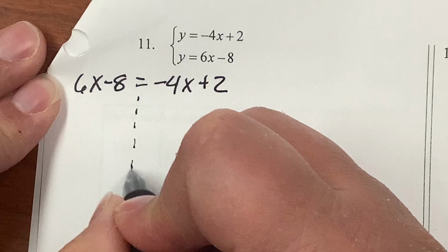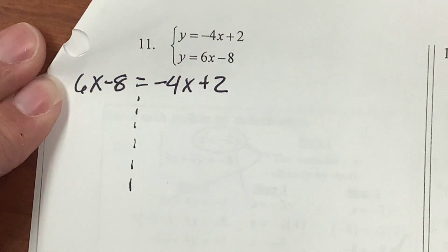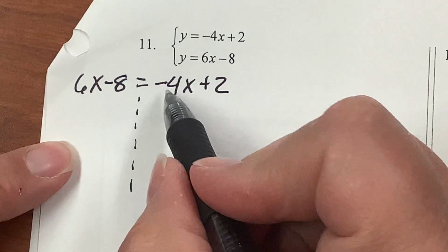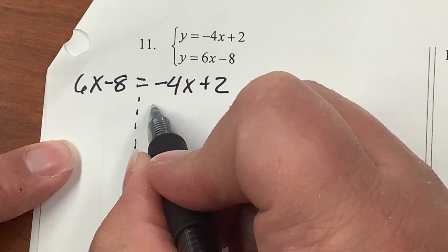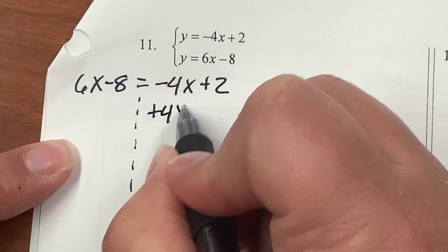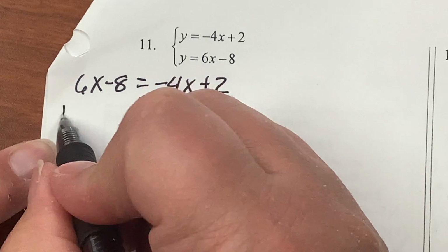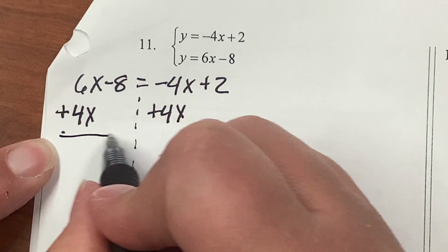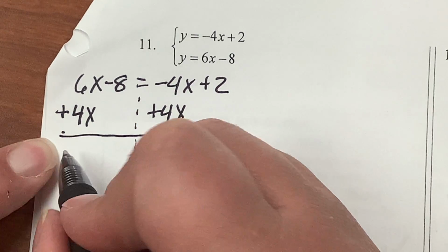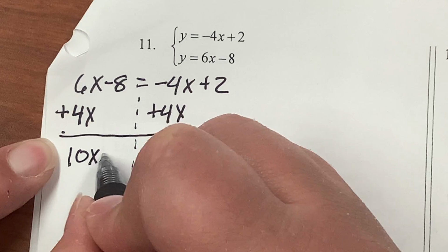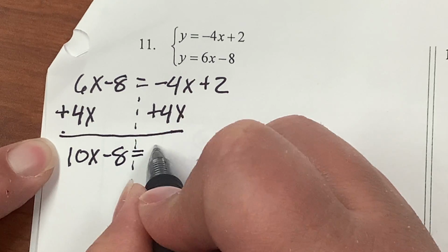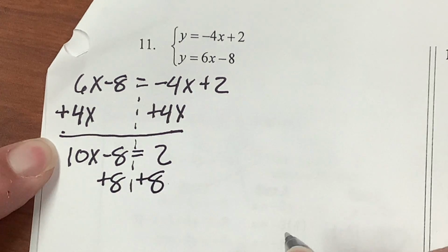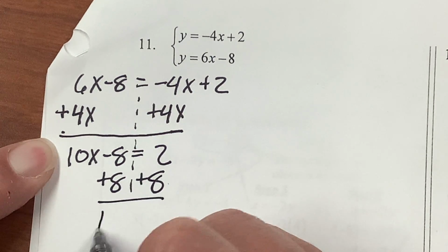Now here's my dot, dot, dots, because I'm going to be going back and forth over the equal sign quite a lot. The opposite of negative 4x is positive 4x. And I'm going over the equal sign. That's why I changed it to plus 4x. You only do that when you go over the equal sign. 10x minus 8 equals 2. Add 8 to both sides, and you get 10x equals 10.